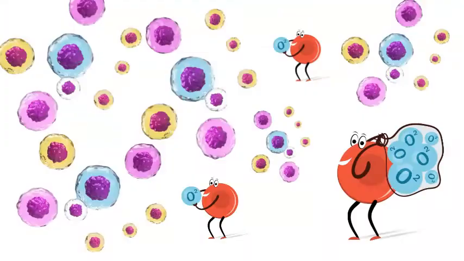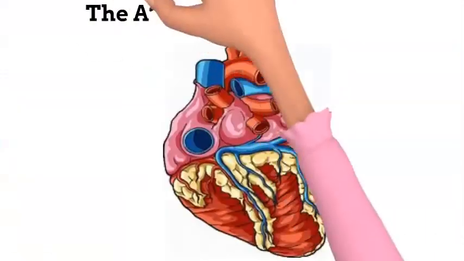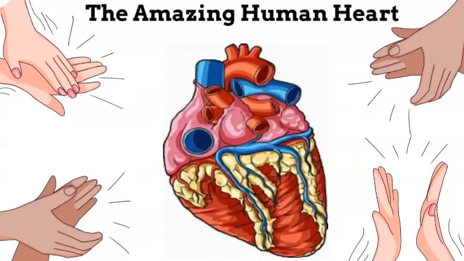And let's dive in. The cells of our body need nutrients and oxygen to survive and keep doing their jobs. So, how do we get the oxygen we breathe in to our cells? Well, it starts with one amazing muscle, our heart.